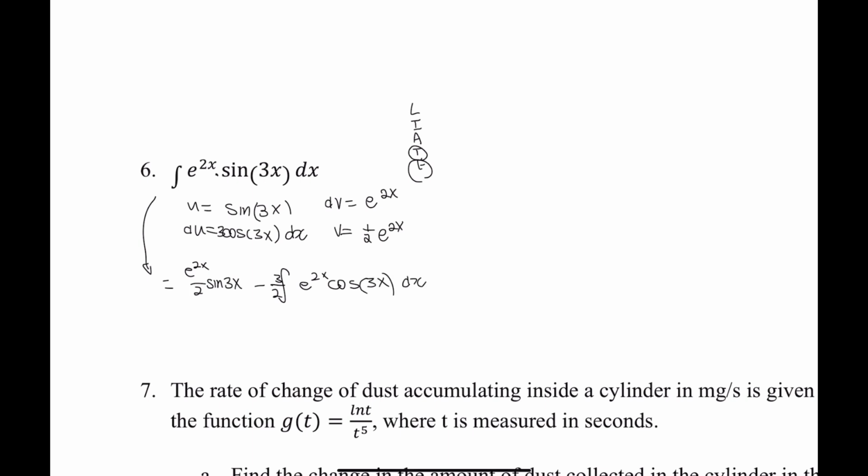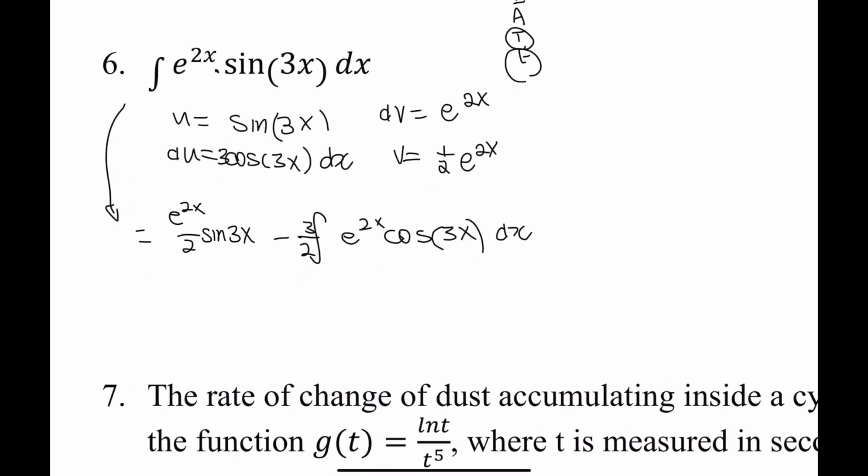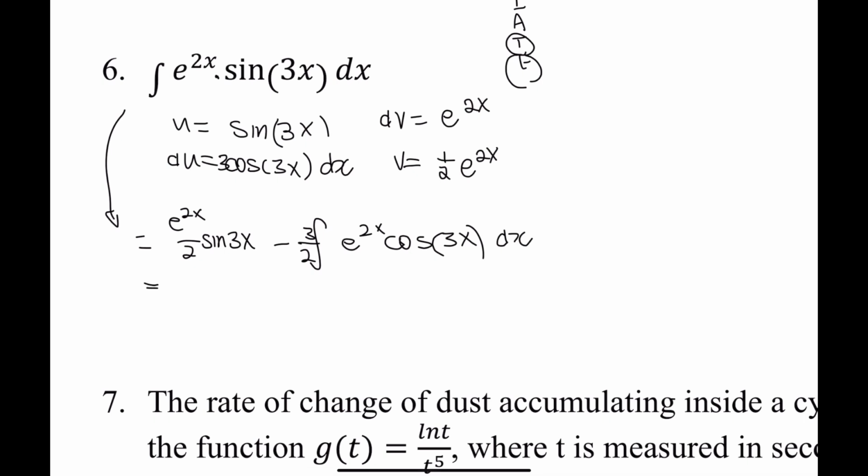Alright, so we can see that the format is still pretty similar to the original one. The sine 3x is changed to cosine 3x, but the complexity is pretty similar in general. So we're going to take the integral one more time to see where it leads. From the past example, I think you probably know where this is going to lead, but let's just do it.